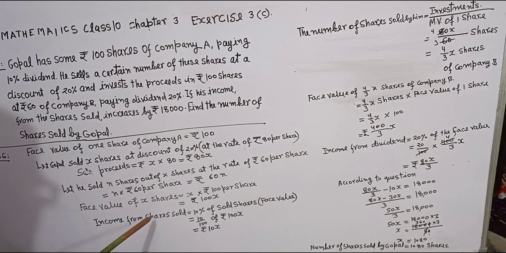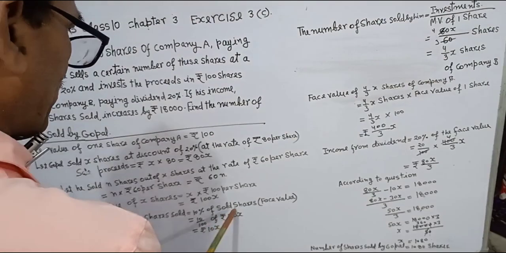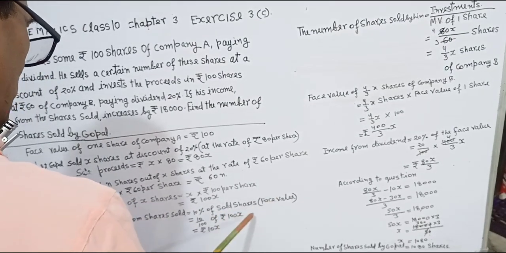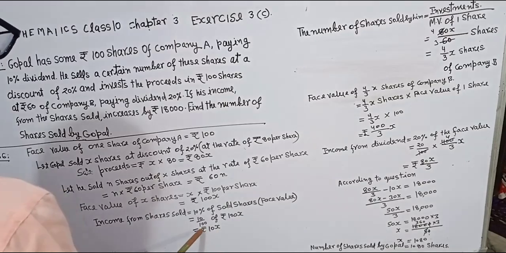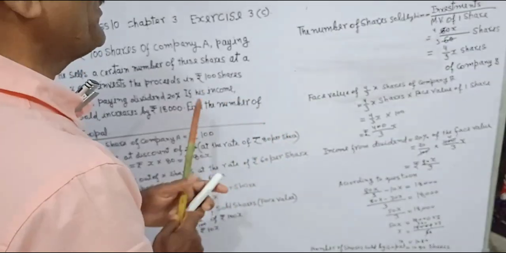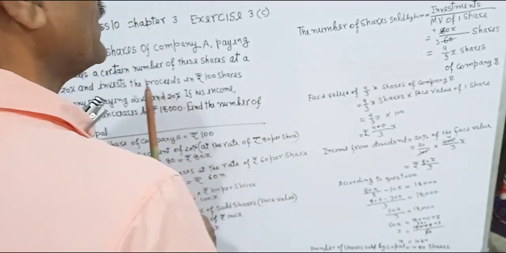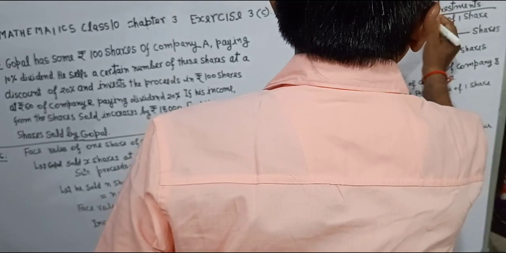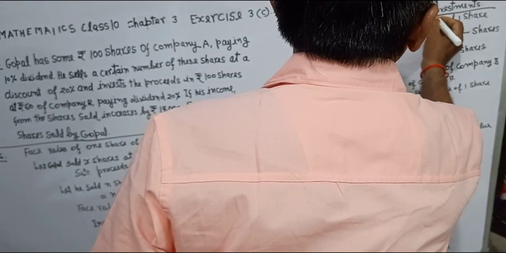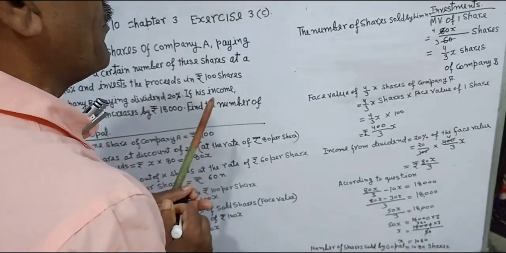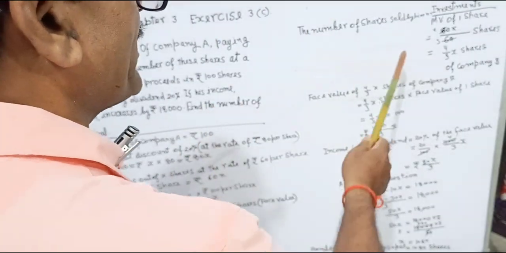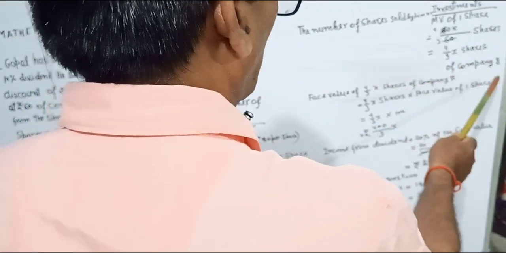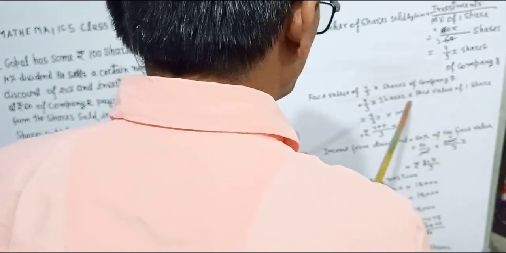Income from shares sold, that is 10% of the face value of sold shares, is equal to 10 by 100 of ₹100X, which is equal to ₹10X. The number of shares bought by him, N, is equal to investment over market value of one share, which is 80X by 60, equal to 4 by 3X shares of Gopal of company B.